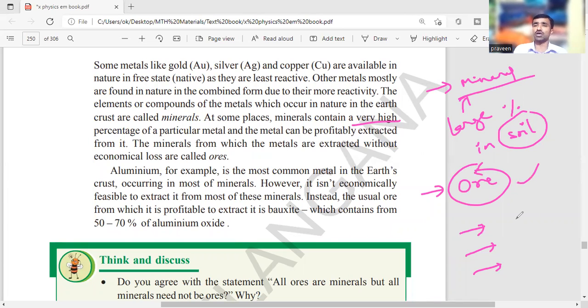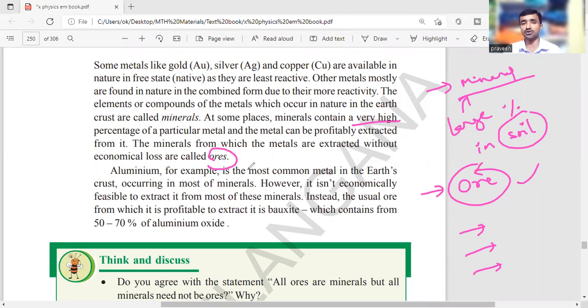Suppose in your ground you also have soil, that soil is not called ore, because it contains only a small percentage of a particular mineral. Maybe it consists of large varieties of minerals, but the percentage of each mineral is less, right? That's why you are not calling that ore, only the one which has a large percentage. That is only called mineral.